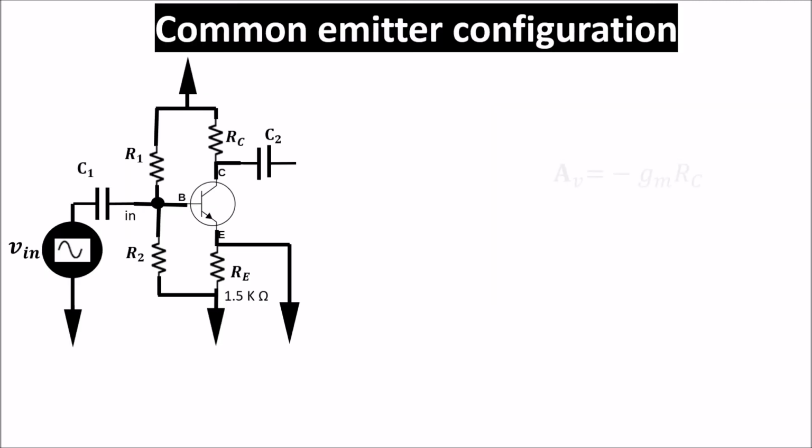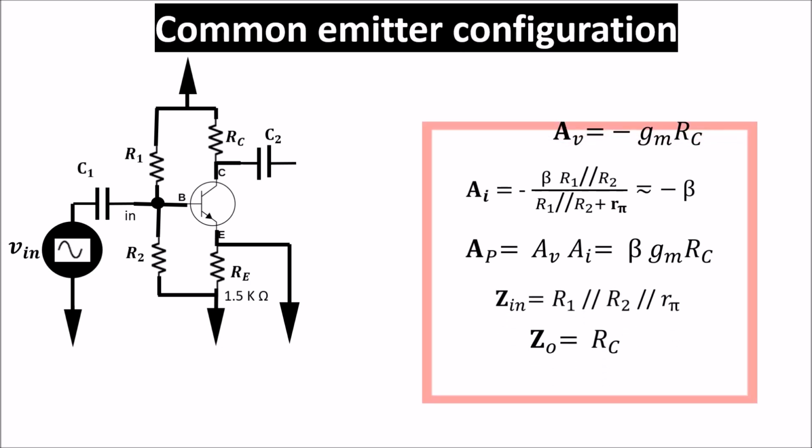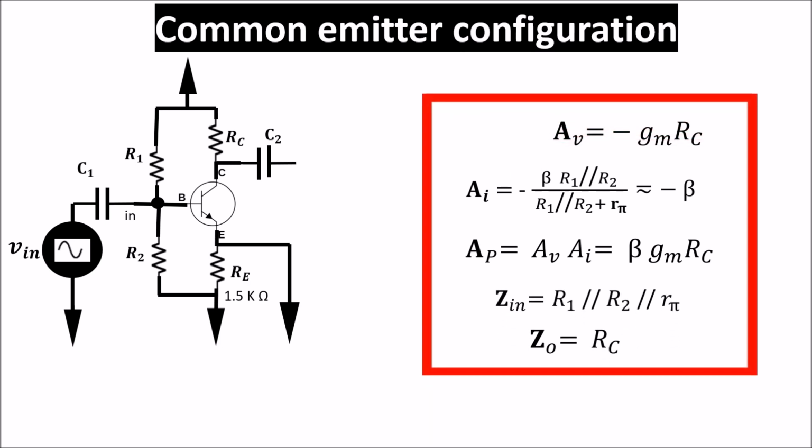Remembering all our results, we can see that this configuration has a medium voltage gain and a high current gain, so a high power gain, which is the product of the current and voltage gains. It has a medium input impedance and a high output impedance. This configuration is usually used for amplification at low frequency.